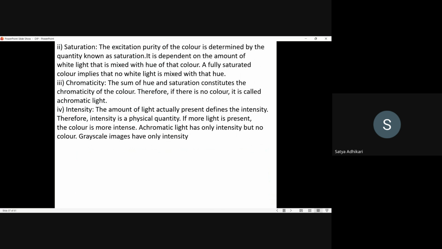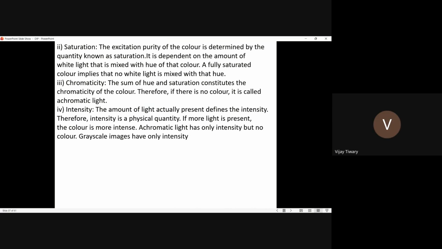Intensity. The amount of light actually present defines the intensity. Therefore, the intensity is a physical quantity. If more light is present, the color is more intense. Achromatic light has only intensity but no color. Grayscale images have only intensity.